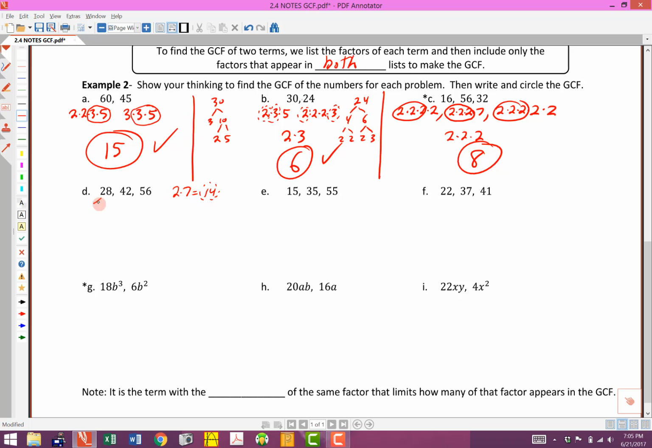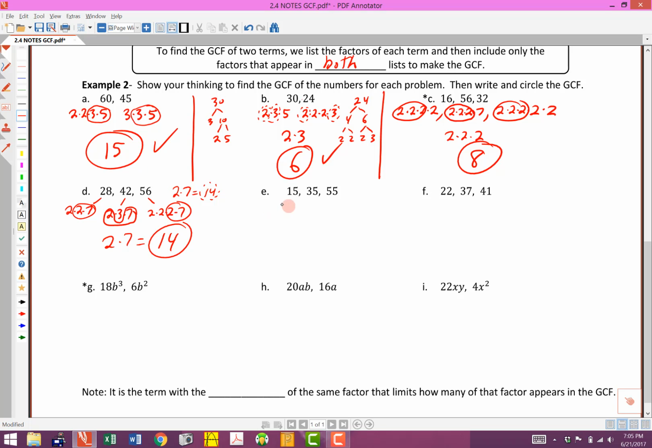Now, if we want to check that, 2 times 2 times 7, 4 times 7 would be 28. This would be 6 times 7, so that would be 2 times 3 times 7. And this would be 8 times 7. We did 56 just a second ago, so that's going to be 2 times 2 times 2 times 7. So take a look here. There's a 2 and a 7. There's a 2 and a 7. Okay, and there's a 2 and a 7. So 2 times 7, greatest common factor is 14.